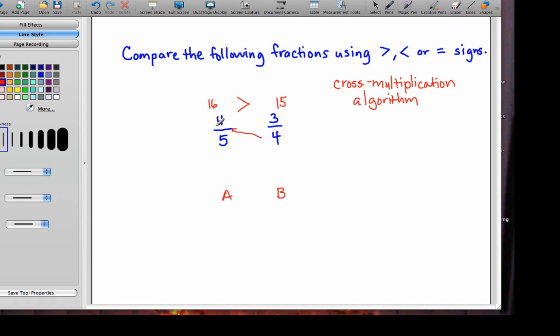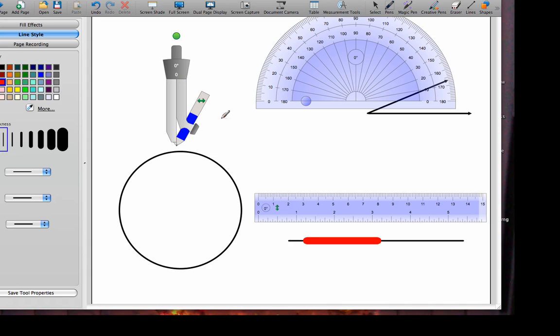Alright, so that's one way to prove that 4/5 would be greater than 3/4 on the number line. So that's one tool you can use. Typically when you think of tools, you think of these. This right here is called a compass. And a compass is used for drawing circles.